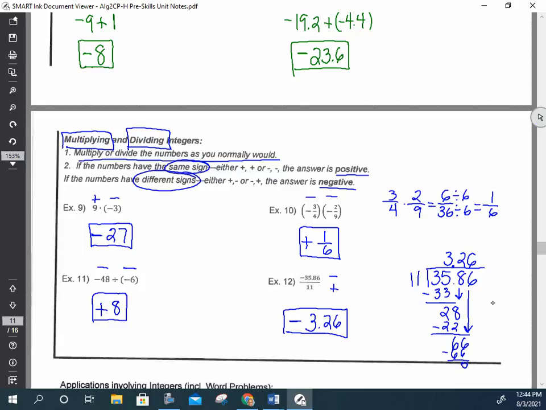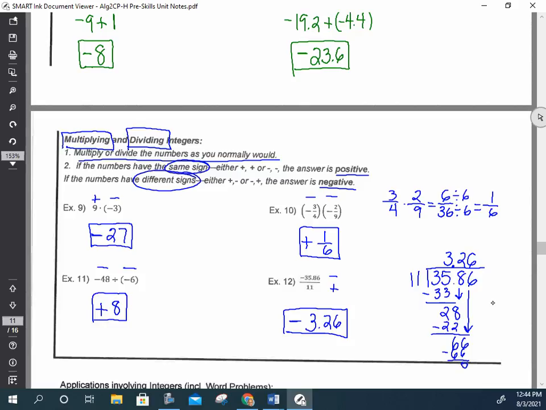So the key point with multiplying and dividing, you simply multiply or divide the same way you've been doing. Only difference is if the signs are the same, your answer is positive. If the signs are different, the answer is negative. Only things that are different.